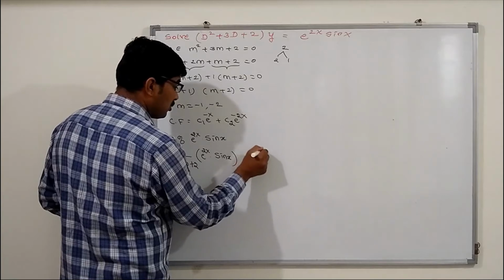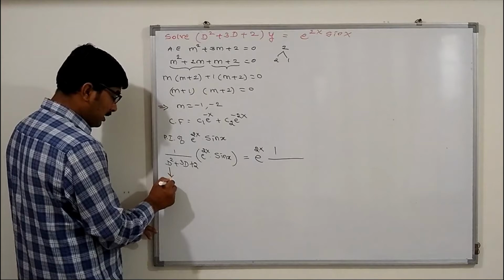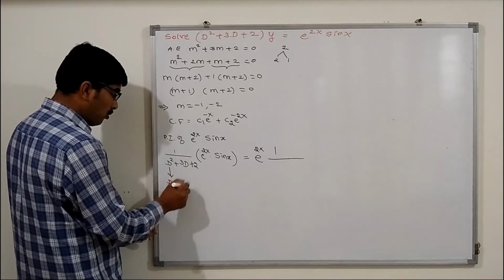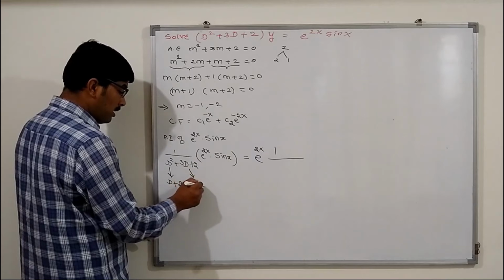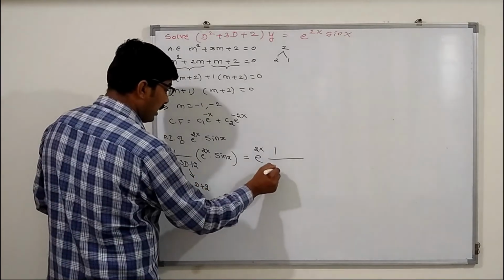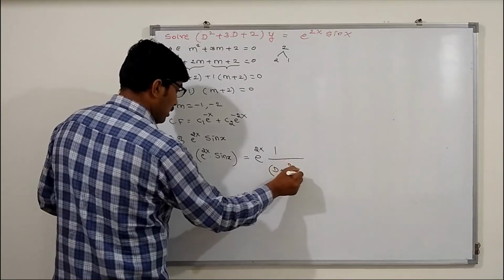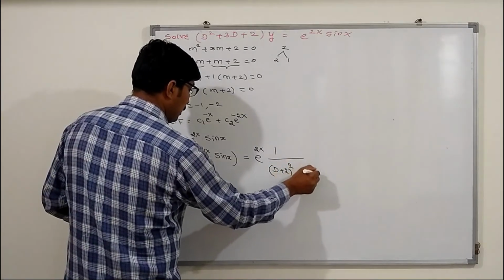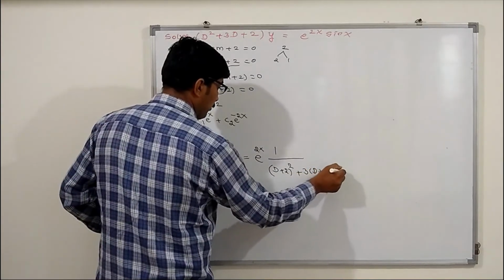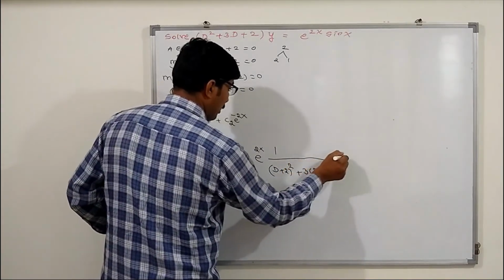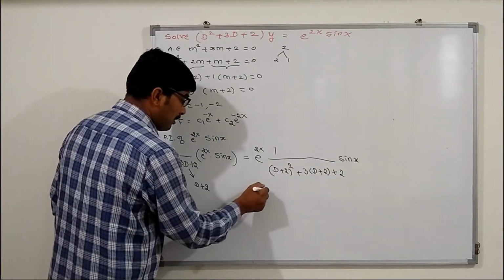To take e raised to 2x outside, 1 divided by D is replaced by D plus 2, because the coefficient of x is 2. So we can write it as D plus 2 whole square plus 3 into D plus 2 plus 2, of the remaining term sin x. Now you have to simplify this.